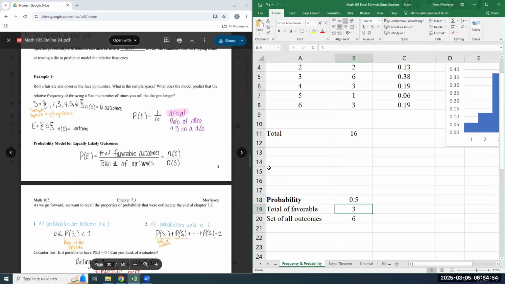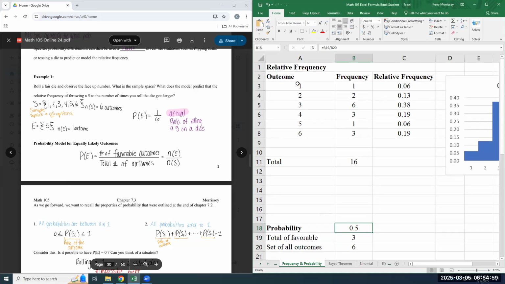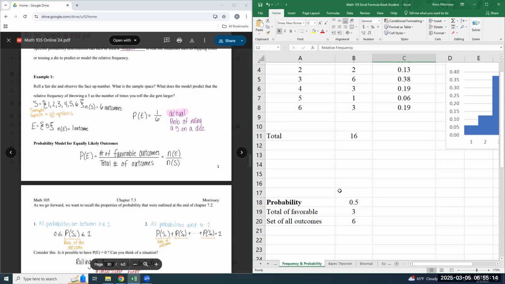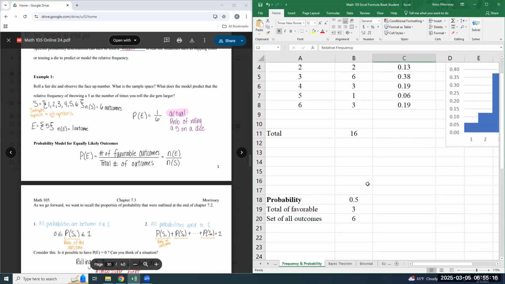So you can very quickly do some sort of calculations here, and eventually you can use this and change this part to say, okay, this is actually going to be my probability, not so much frequency. And then it'll change your thing over here. But that is the probability of equally likely outcomes.